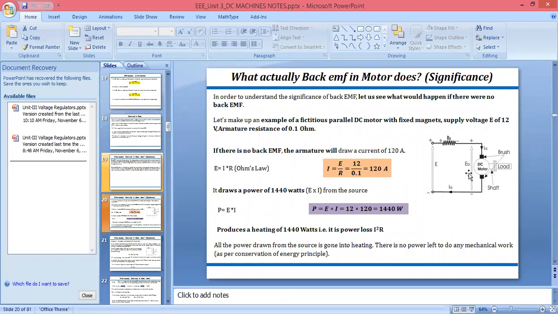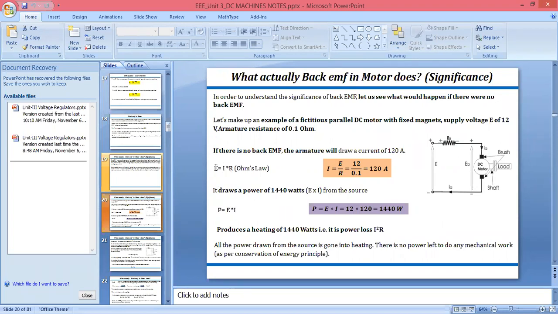According to Ohm's law, we know V equals IR. V is nothing but the power supply, so E equals IR. We are calling the battery E here. So according to Ohm's law, E equals IR. If you rearrange this equation in the form of I, what will your equation become? I equals E by R.